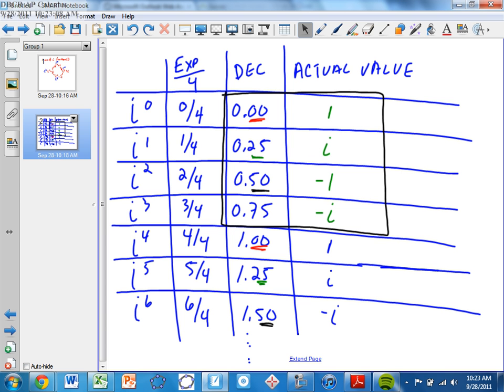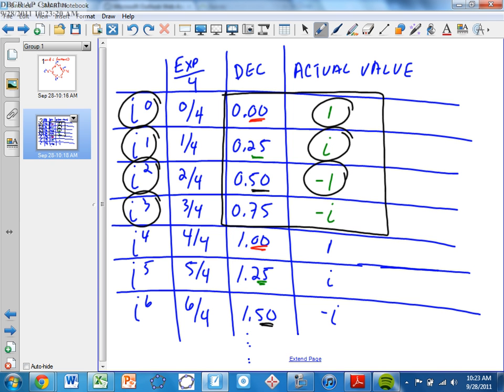Oh, 1 was... Remember i to the 0 power? I to the 0 was 1 on your wheel. I to the 1 was just i. I squared was -1, and i cubed was -i. The numbers that I just circled come right from that wheel that we talked about.